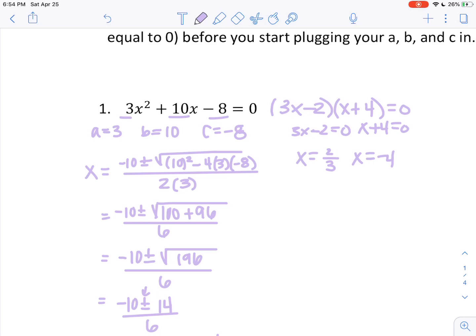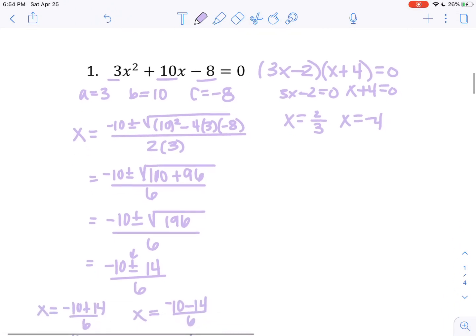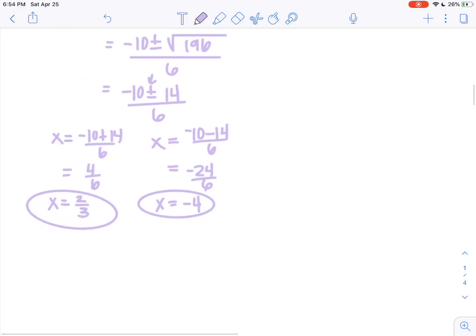In this case, I want you to use the quadratic formula in this section, but going forward after this, you should be able to identify when it's going to be easiest to use what method. Okay, so going back to this, these are my final two answers. Yes, I could have factored to solve it, but we're practicing using the quadratic formula because it works no matter what.